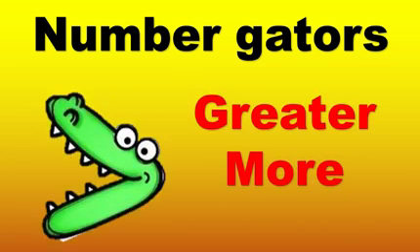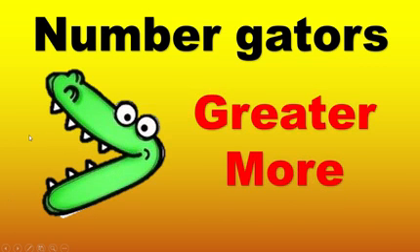Today, I'm going to introduce you to the family of number gators. The number gators always look at the biggest number. So, if you compare two numbers and the biggest number is on your left hand side, we have the biggest brother, Gator. His name is Greater, but you can just call him more. Greater always looks to his left. Do you see Greater has an open mouth because he likes to eat the biggest number.